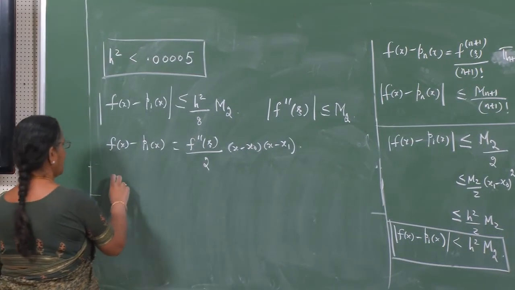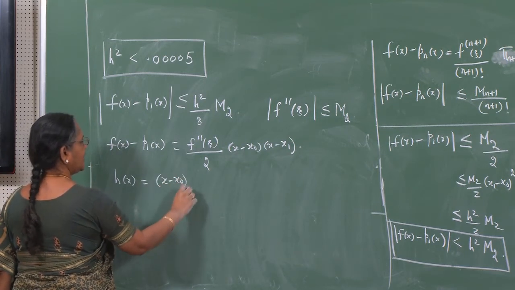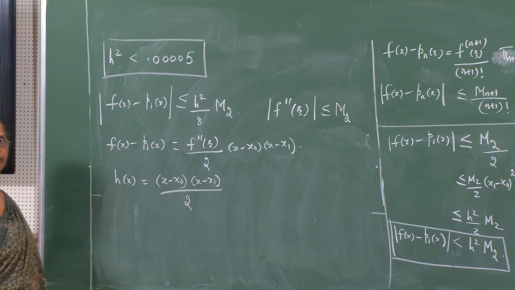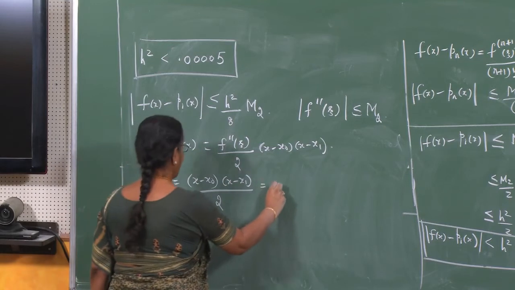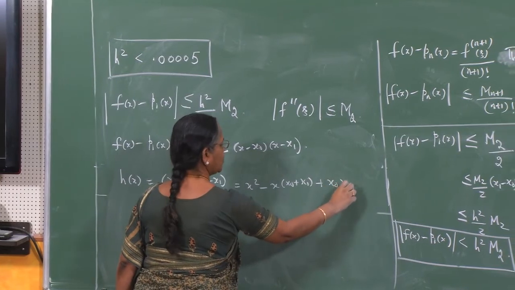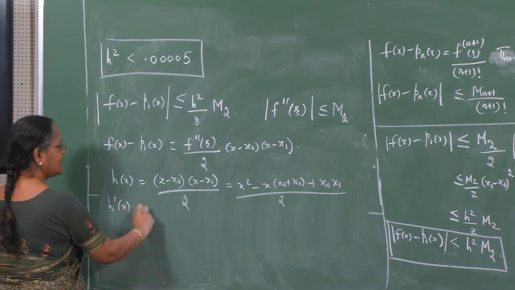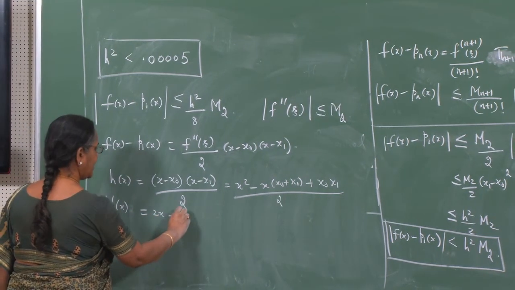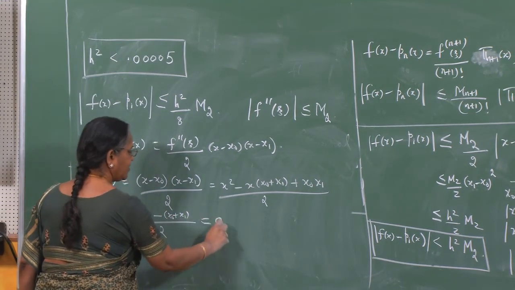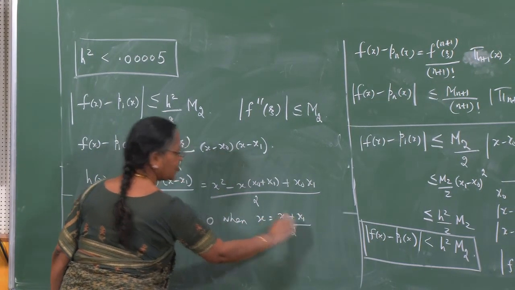So, I shall write down h of x to be equal to (x minus x naught) into (x minus x1) divided by 2, and that is x square minus x into (x naught plus x1) plus x naught x1 by 2. So, h dash of x is 2x minus (x naught plus x1) by 2, and it vanishes when x is equal to (x naught plus x1) by 2.